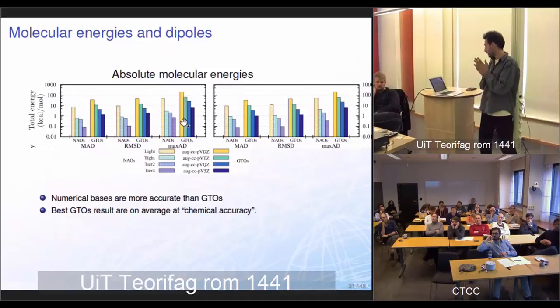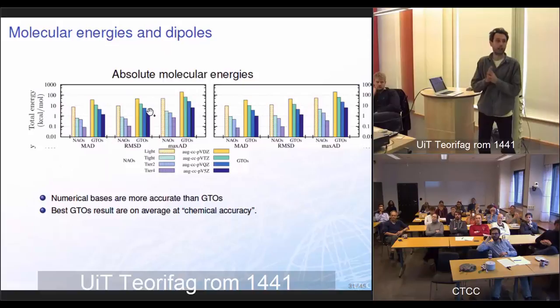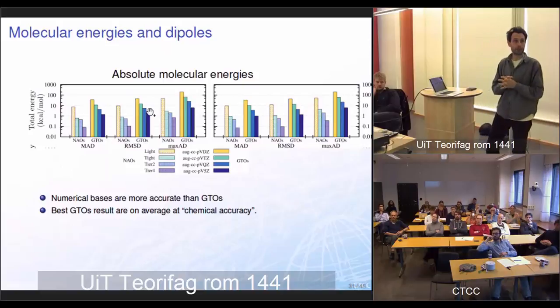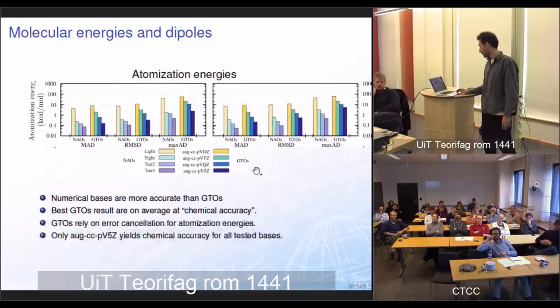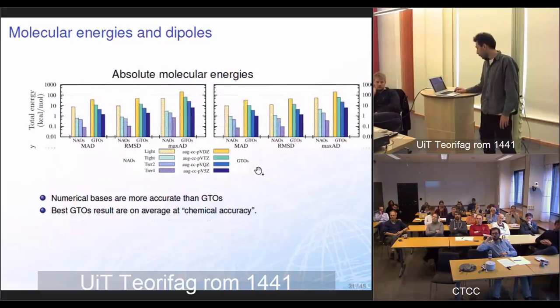Again, what we see is that the numerical atomic orbitals are indeed better at delivering the accuracy. So there's obviously an improvement also on the Gaussian type orbital side, but it's not as marked as for the numerical atomic orbitals.